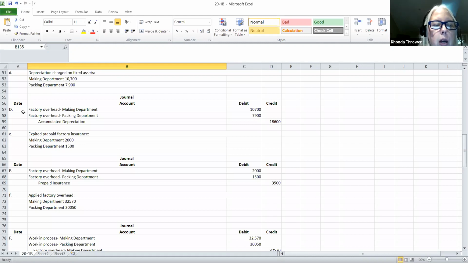You would also debit the factory overhead for the packing department. Factory overhead for the packing department at $1,500 here. And the total of these would be credited to the prepaid insurance. The prepaid insurance is an asset account. It's decreasing in this case, and each one of our factory overhead accounts has to be debited for the amount of the insurance expense that each department used.